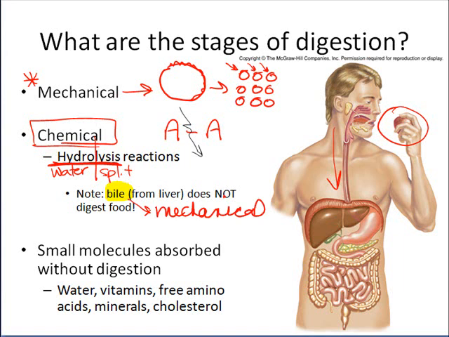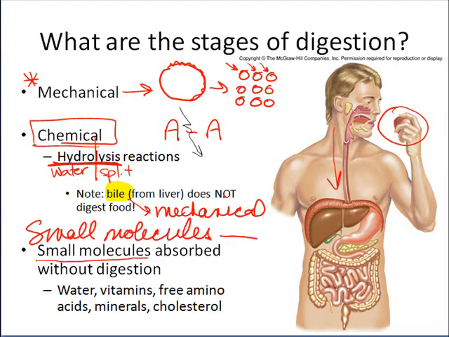So the final stage of digestion is once I've chemically broken apart all of these organic molecules, I've gotten them as small as they're going to get. Now I have these small molecules that I can absorb. So these small molecules can be absorbed through the wall of the small intestine and then introduced into the blood.